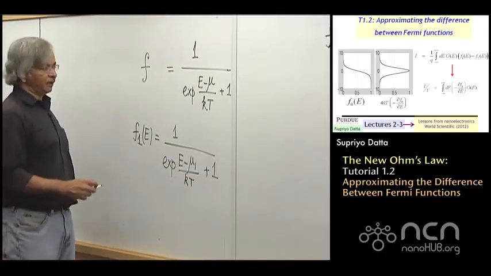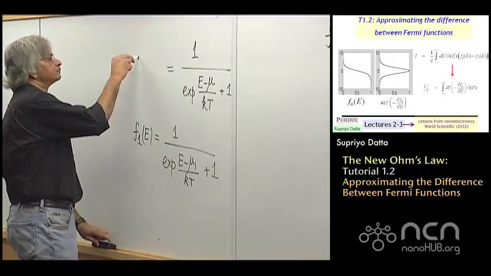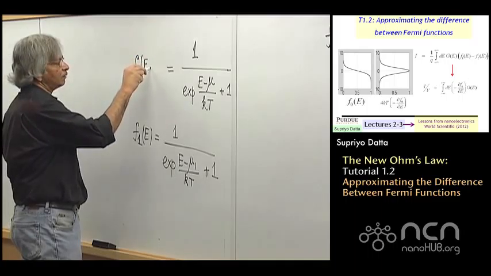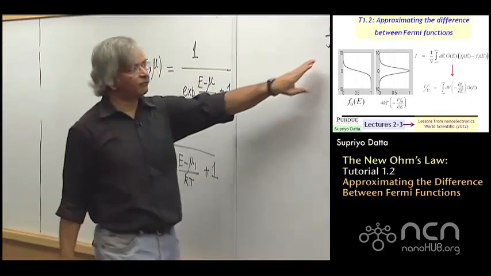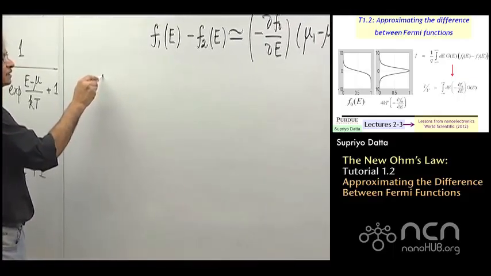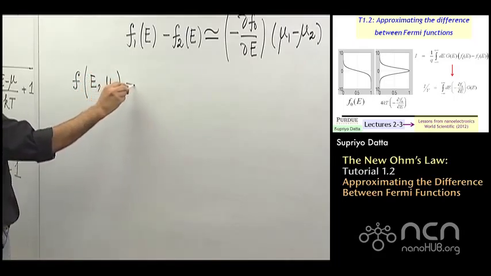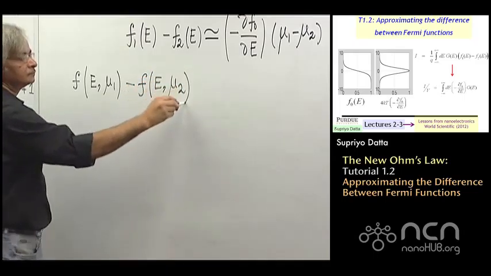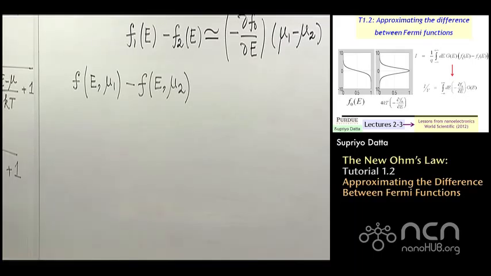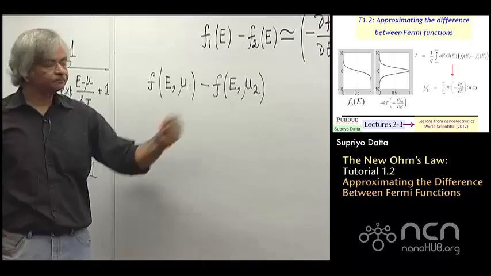So one way to think about it is that we think of this Fermi function as a function of two variables, E comma mu. And when I write the difference between F1 and F2, what we are really writing is the difference between F of E comma mu1 minus F of E comma mu2. See? So it's like at a fixed E, the mu is a little different, like mu1 and mu2, two different values.